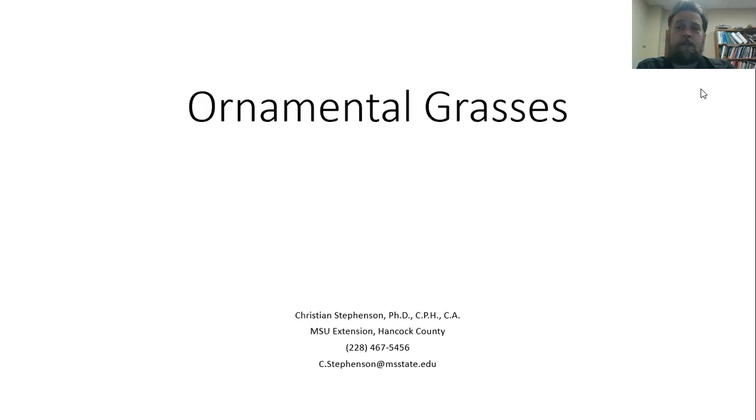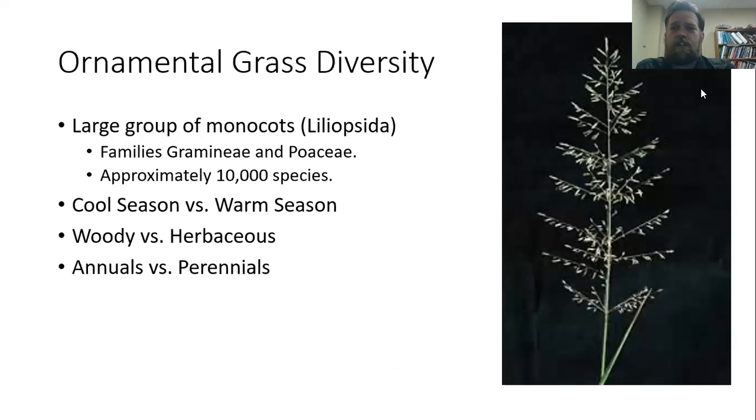So today I am going to be talking about ornamental grasses. Ornamental grasses have a lot of advantages in the home landscape. They can provide a lot of interest and a lot of color. So I'm going to start off talking just a little bit about what the grasses are, and then we're going to talk about how we can use them in the landscape and manage them, and give some examples of some of the ornamental grasses that you might be interested in adding to your landscape.